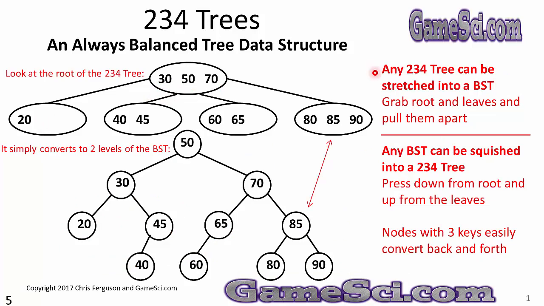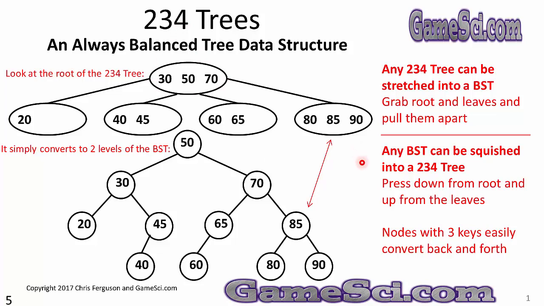Any 2, 3, 4 tree can be stretched into a BST. Grab the root and leaves and pull them apart. Look at the root of the 2, 3, 4 tree. It contains 30, 50, 70. If I just stretch that out to 2 levels, I get a 2-level BST with 30, 50, and 70. All I did is I grabbed that 50 and pulled it up and made its children 30 and 70.